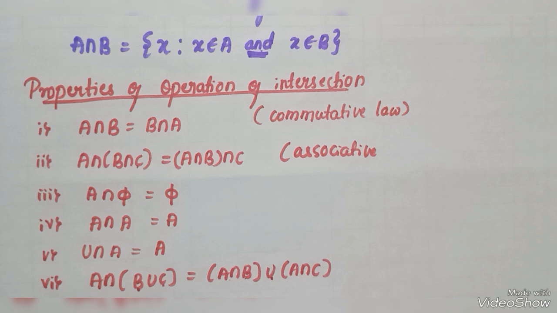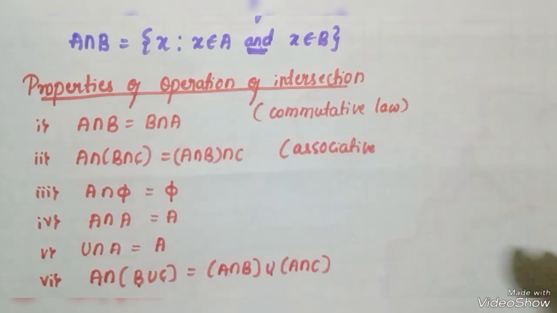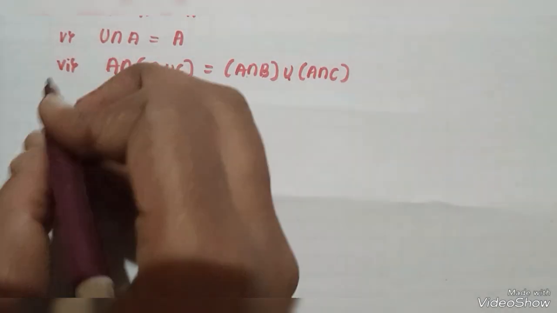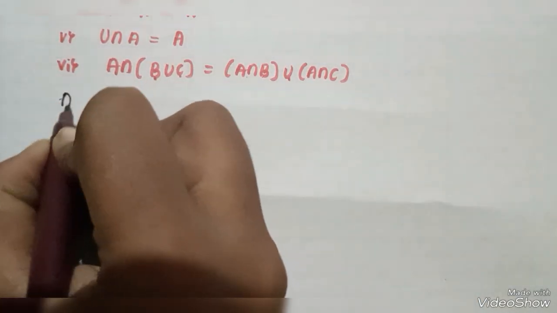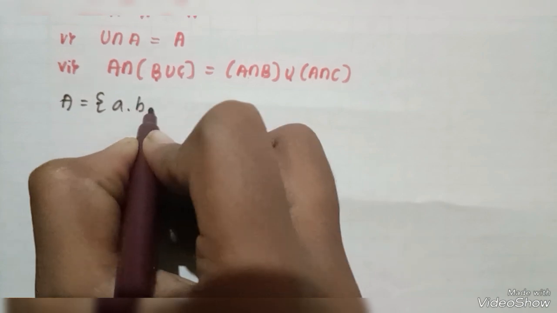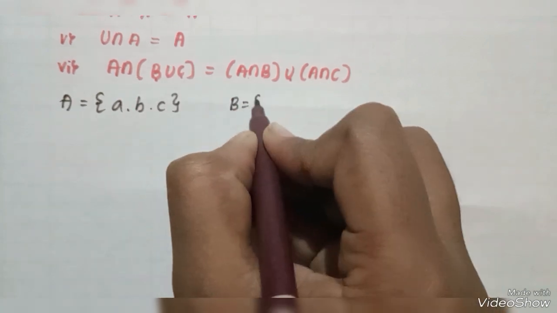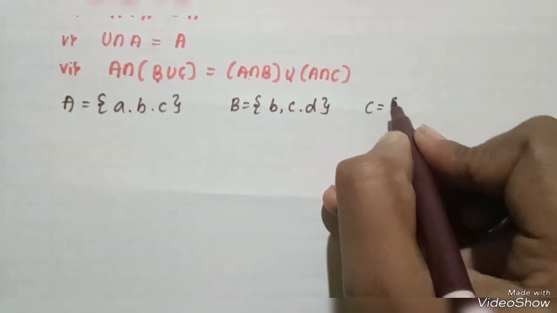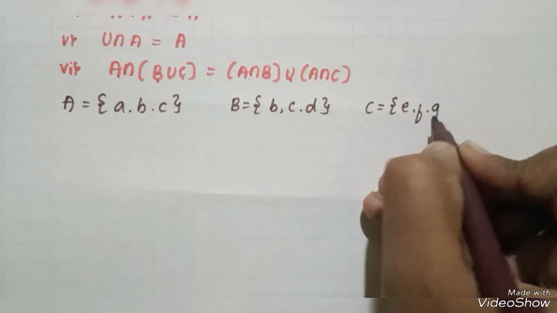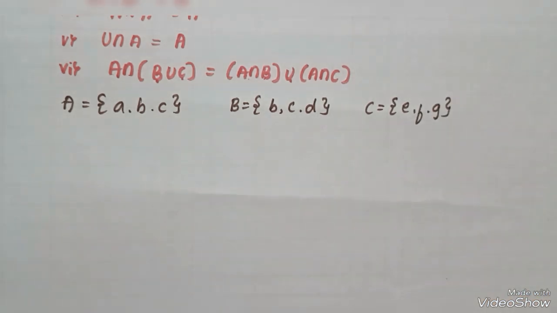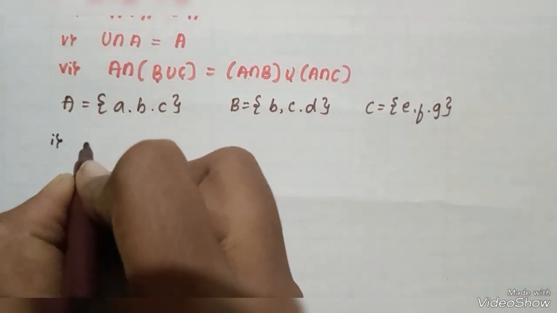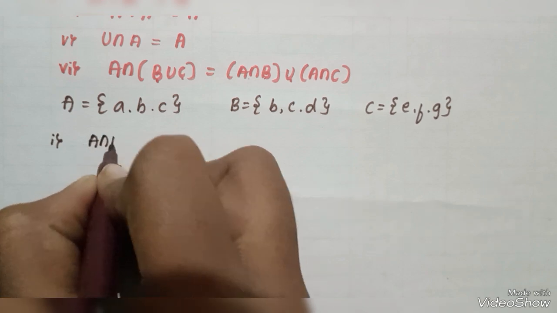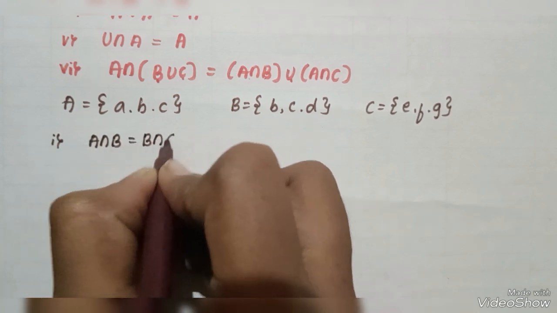Now we have to check the operations of intersection. I am simply considering a common example. Here set A contains the elements A, B, C, set B contains the elements B, C, D, and set C contains the elements E, F, G. We have to check the first property, A intersection B is equal to B intersection A.